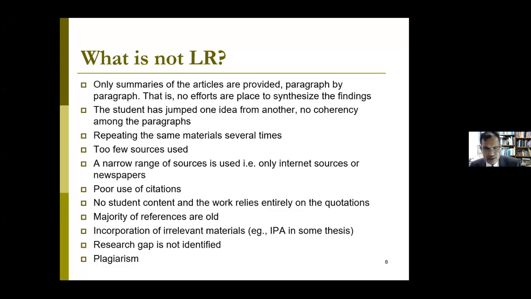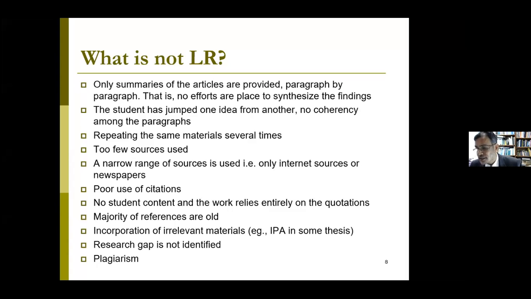Poor use of citations. I will be also talking about citations later. No student content, and the work relies entirely on quotations. Some people use too many quotations in the literature review. One or two are occasionally acceptable. But if the student has used too many quotations, then where is the student's own work? So you don't have to use too many quotations. If you want to use them, just paraphrase and put it in writing using your own words. It's okay. Majority of the references are old, already mentioned.